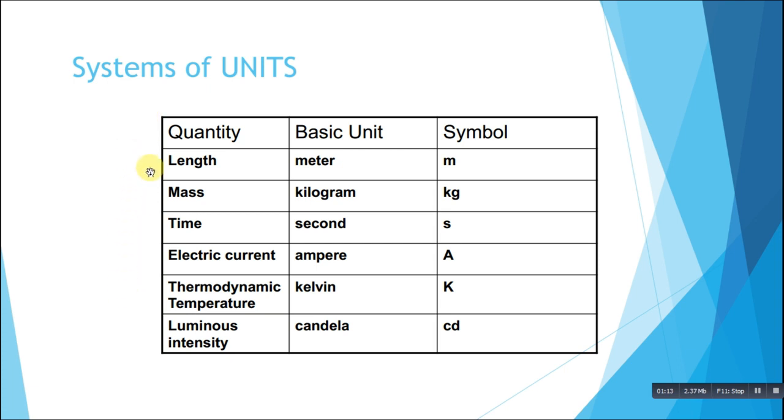So these are the basic quantities, like length. Its basic unit is meter, and its symbol is m. For mass we have kilogram, kg. For time we have second, and then we have electric current, and for thermodynamic temperature we have Kelvin, and for luminous intensity we have the candela.